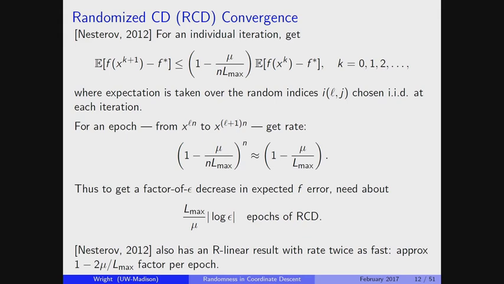Nesterov actually has a slightly stronger result that gets a rate about twice as fast. It's an R-linear result. It's not guaranteed to get this on every iteration. The constant has to be a little bit bigger, but you can go about twice as fast.